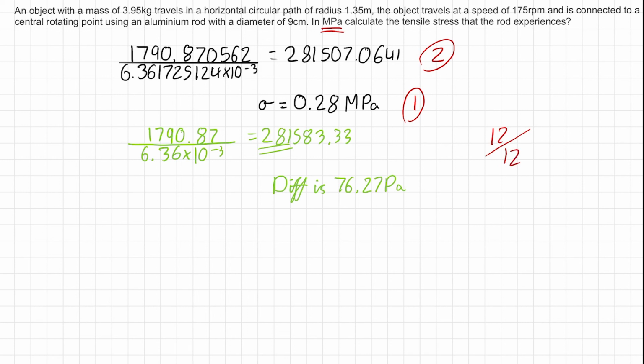And as I said before, it can also be reworded as first part A, find the centripetal acceleration, part B, find the centripetal force, and then part C, calculate the tensile stress. So that's how the question can be broken down and simplified.